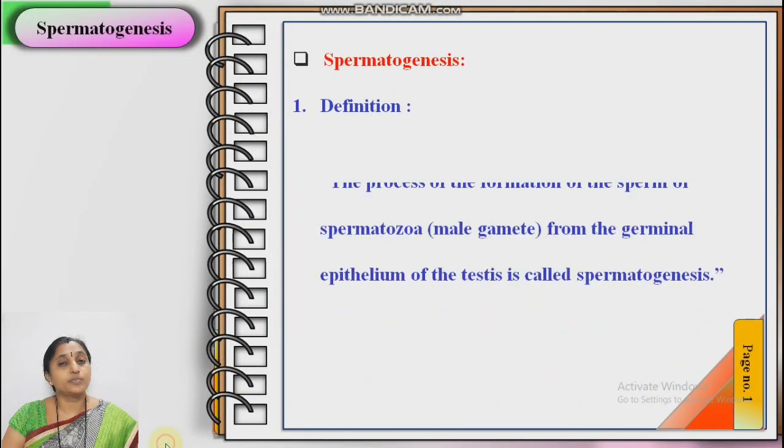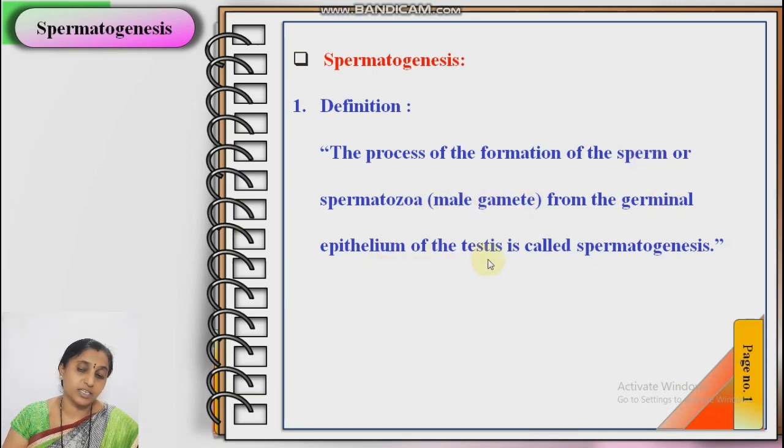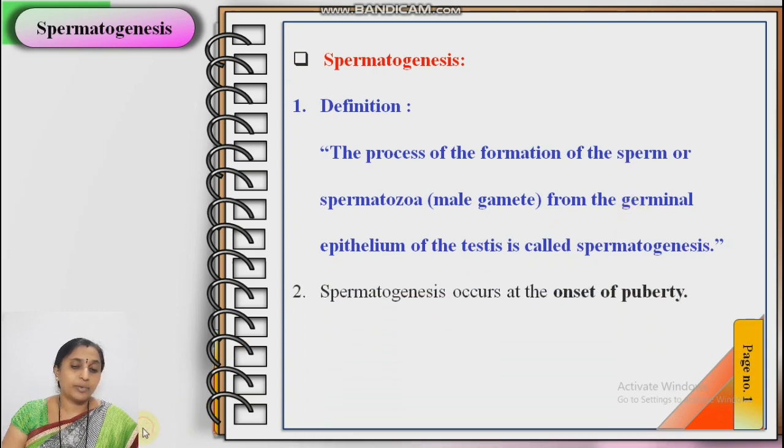Spermatogenesis. What is spermatogenesis? The process of formation of the sperm or spermatozoa, the male gamete, from the germinal epithelial cells of the testes is called spermatogenesis. Where are the sperms formed? Sperms are formed in the testes from the germinal epithelial cells. Spermatogenesis occurs at the onset of puberty, only at the puberty age.